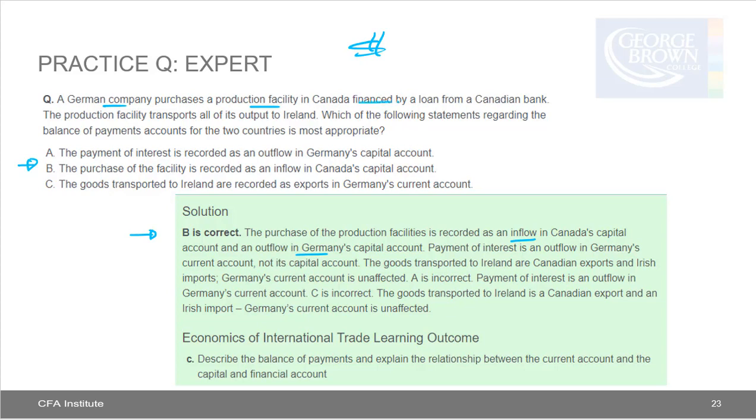So this financed by a loan from a Canadian bank, that's what we call red herring information. It's put in there to kind of confuse you, but the big picture is it's a German company buying a production facility in Canada. So answer B is most correct.